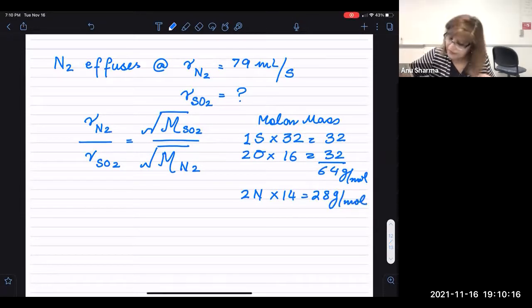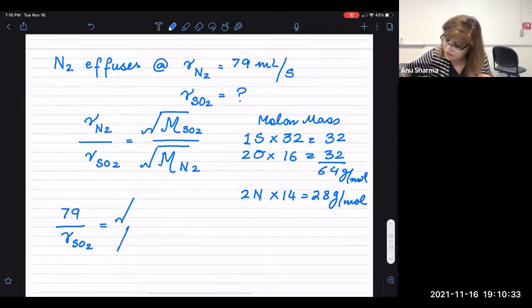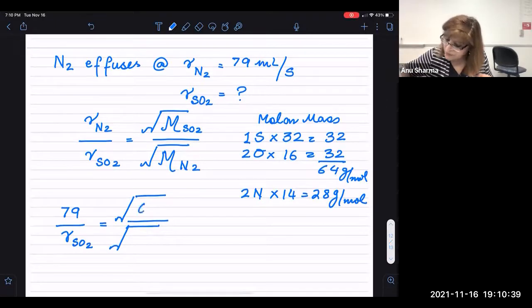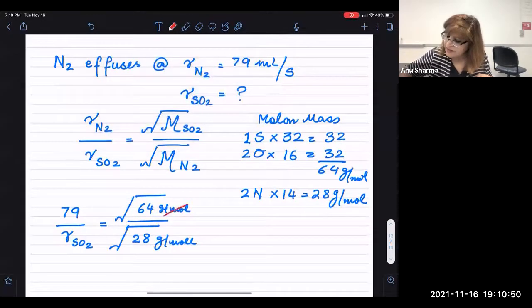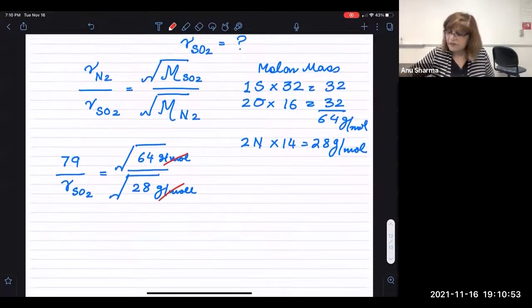So the rate of nitrogen gas is 79. The rate of sulfur dioxide, we have to find this, is equal to, let's plug in these numbers, square root, over the sulfur dioxide is 64 and the other one is 28 grams per mole. Grams per mole cancel out. Now, you guys tell me the square root of 64 and of 28.